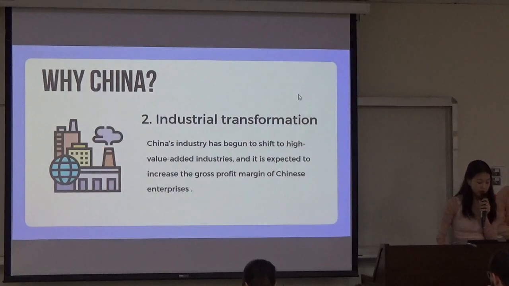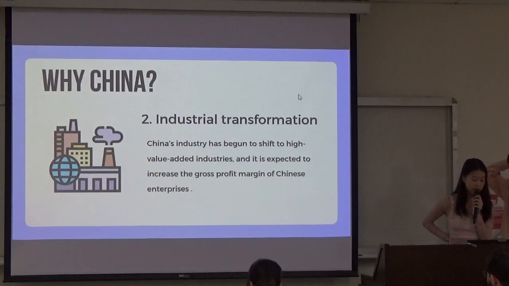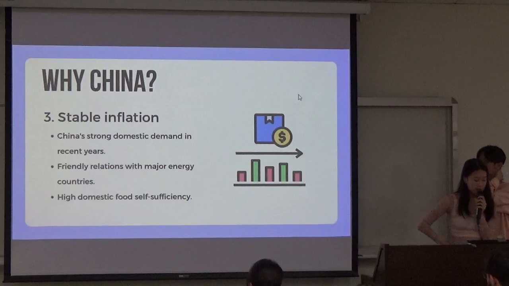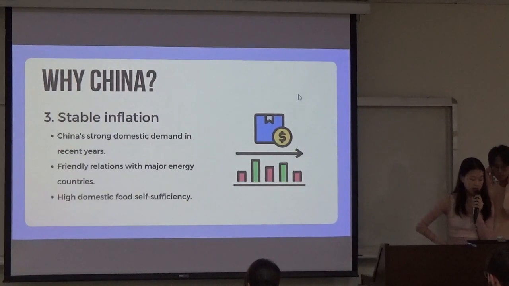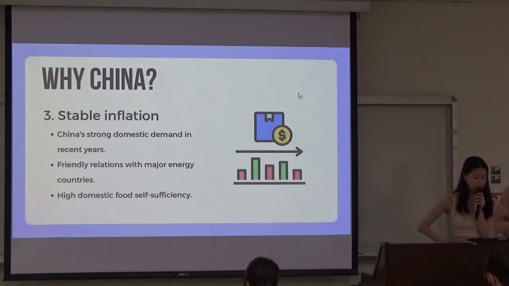Second, China has undergone a transformation from labor-intensive industry to high-value-added industry like electronic equipment. And this shift is expected to increase the gross profit margin of Chinese enterprises in the future. And lastly, China has maintained a stable inflation rate and strong domestic demand, with friendly relationships with major energy countries like Russia and high domestic food self-sufficiency. So China is less affected by the outer environment, making it a more stable investment option.